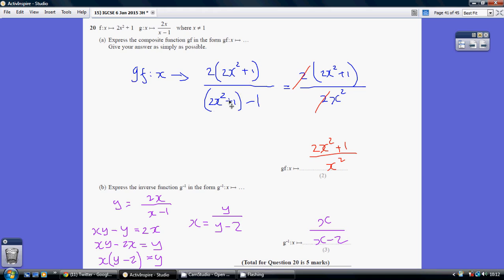So let's just start off by simplifying the denominator. 2x squared plus 1 minus 1 is obviously 2x squared. The 2's then cancel, so we're left with 2x squared plus 1 all over x squared.